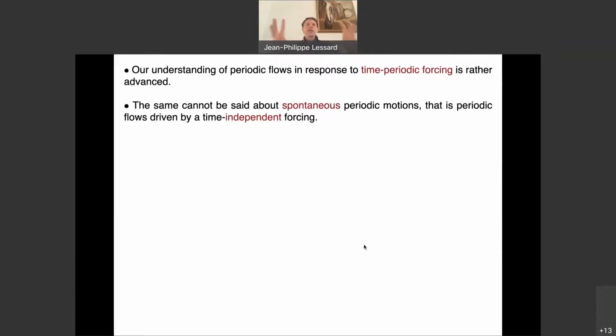So again, think of Navier-Stokes, and now think of Navier-Stokes with an external forcing term, but now which does not depend on time. So it's not like you have a fluid which is stirred periodically and then there is a consequence of periodic motion which arises as that. No, now it really is Navier-Stokes with a time-independent forcing term.